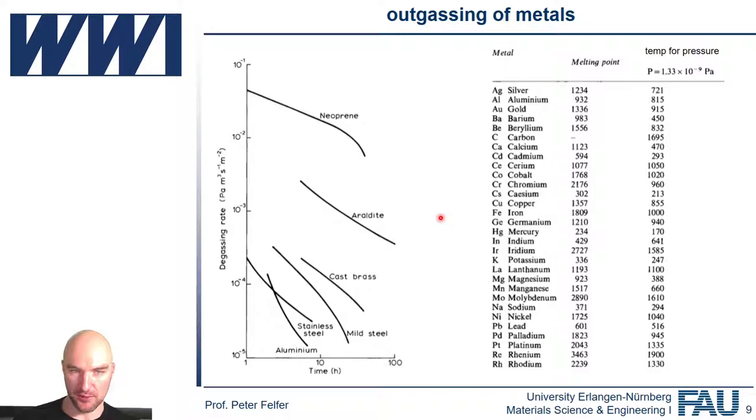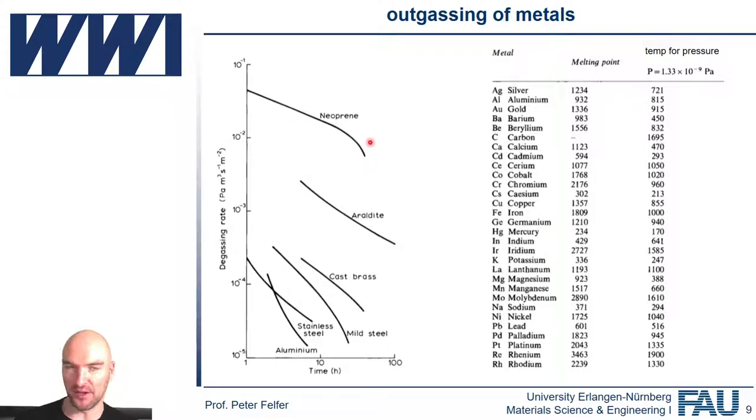So what is the problem with these materials? Or what is good about using metals? Why are we using metals? The main reason we're using metals is because they don't outgas a lot. If you take, for example, neoprene as a polymer, or araldite, they will have a degassing rate. That means that you cannot establish ultra high vacuum, not at all.